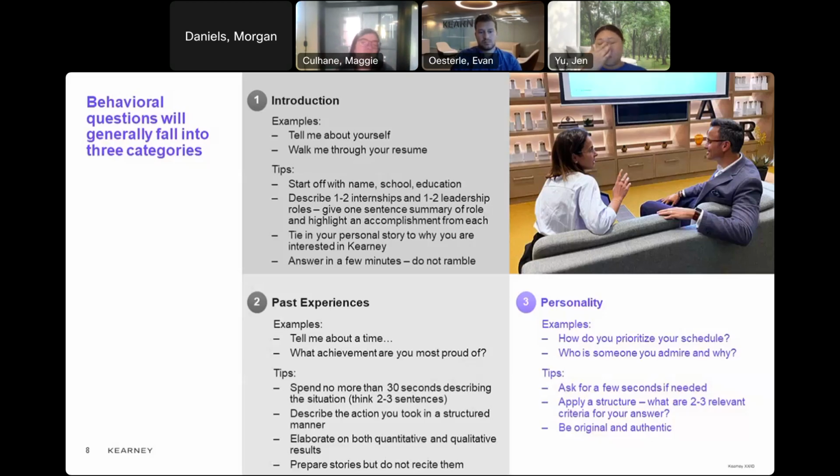And then the third bucket is just, at Kearney, we value boldness, we value curiosity, we value being distinct, and we call ourselves Kearney Originals. Who are you? What's your personality? How do you prioritize your schedule, or who is somebody you admire and why? We're really just trying to get to know you. I think have fun with these kinds of questions. But again, to the best of your ability, answer in that structured situation, actions, outcome.